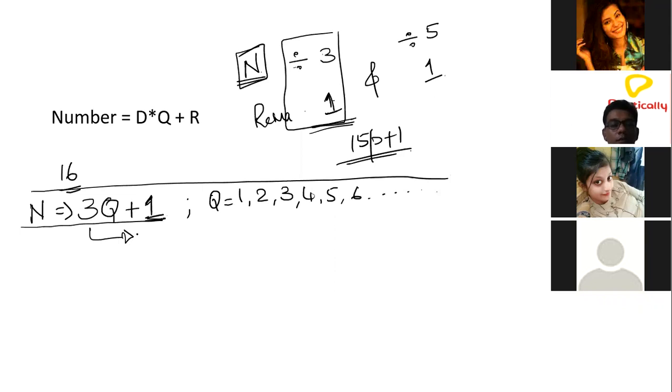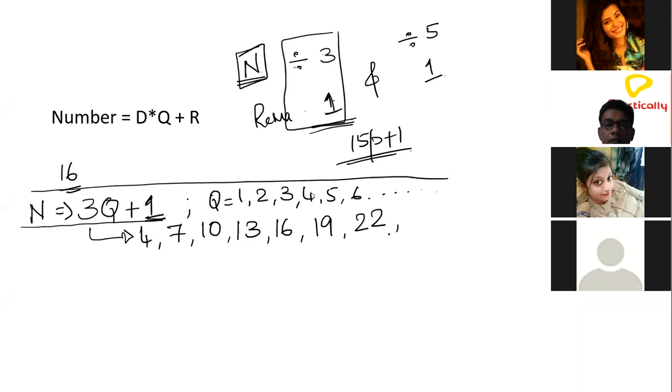3 ones are 3 plus 1, 4. 3 twos are 6 plus 1, 7. I'm writing it in very simple steps, guys, so that each one of you understands. Then we will jump into the smaller, easier ones. 3 threes are 9 plus 1, 10. 3 fours are 12 plus 1, 13. 3 fives are 15 plus 1, 16. 3 sixes are 18 plus 1, 19. 3 sevens are 21 plus 1, 22.